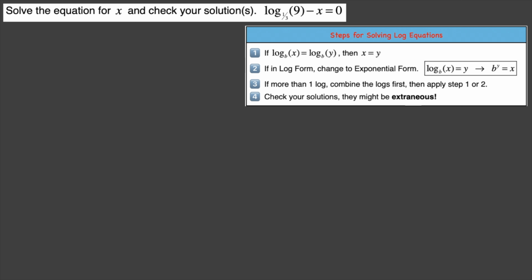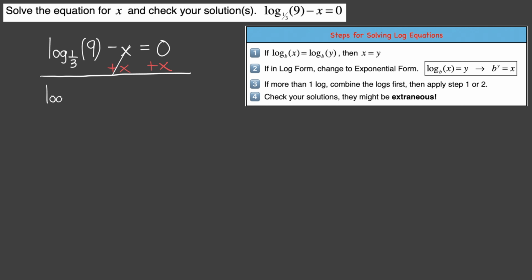So let's go ahead and bring down our equation and look to fit one of these steps with this equation. So notice we have a log, and if I move the x over, it'll be in log form. So let's go ahead and move the x over. I'll add x to both sides. On the left side, the x's cancel. We have log base 1/3 of 9 equals, and on the right side, we have 0 plus x, which is just x.